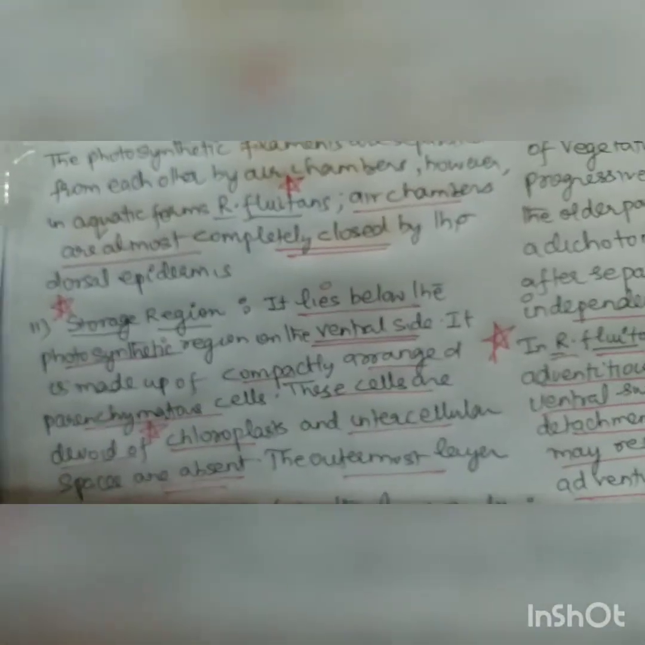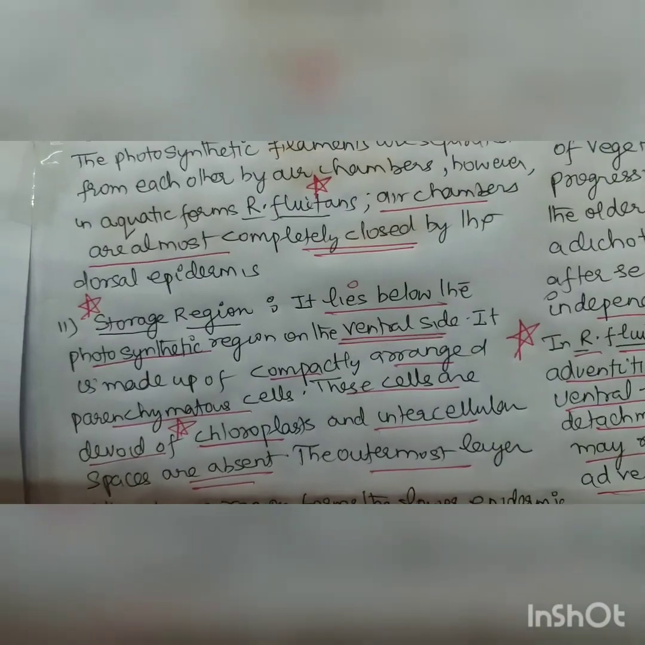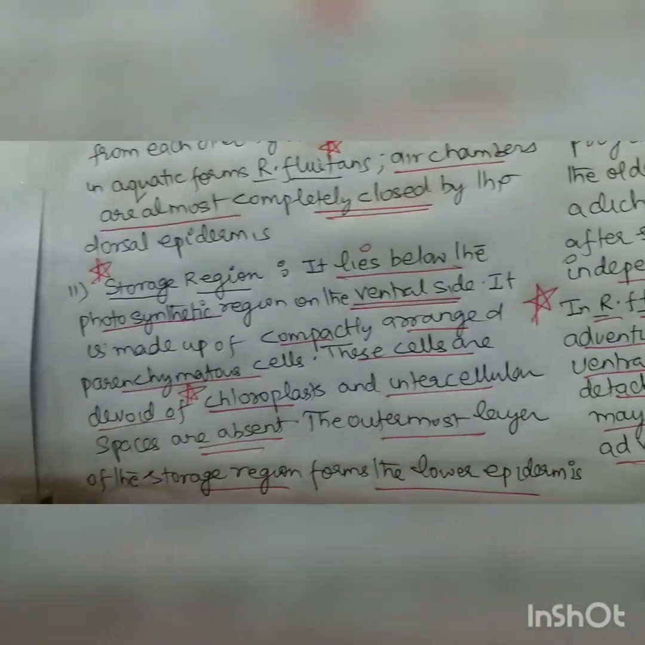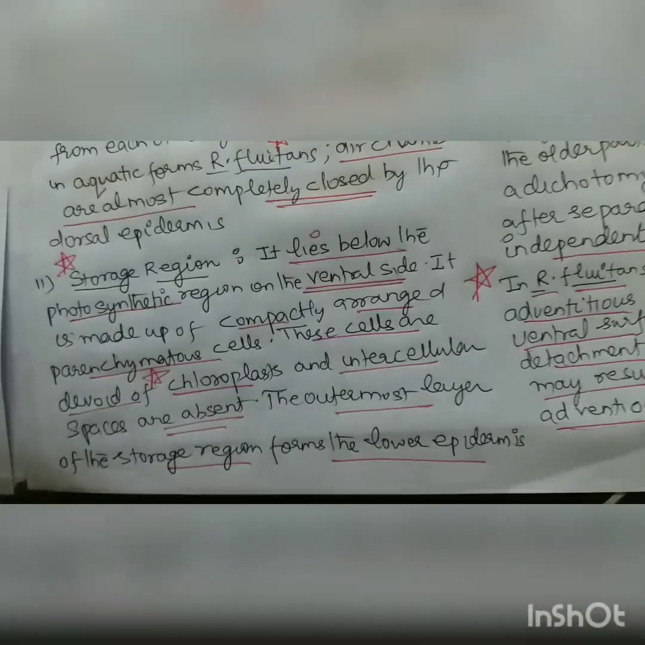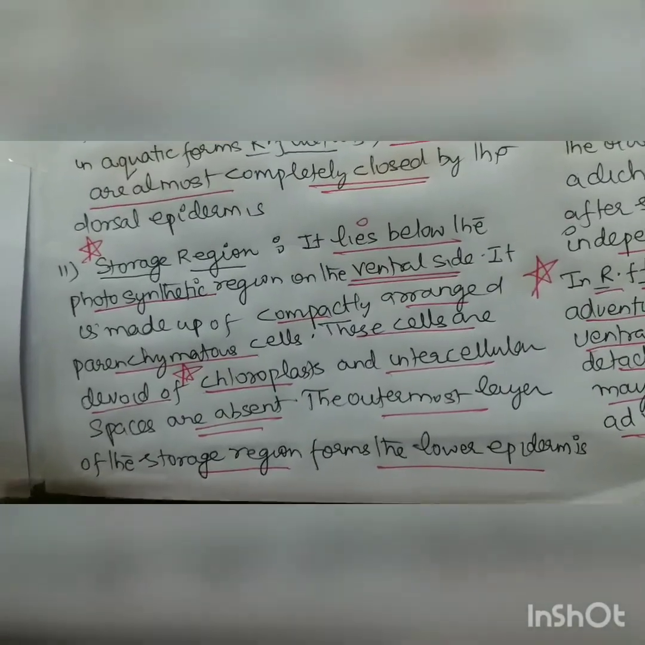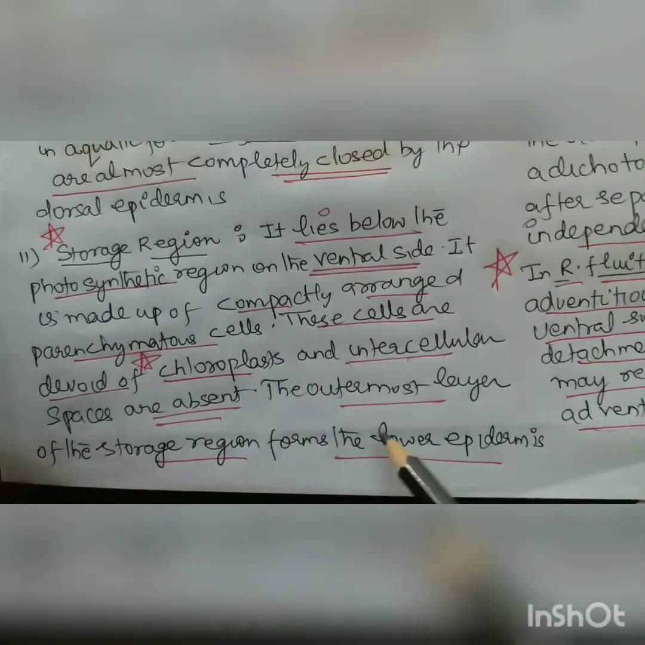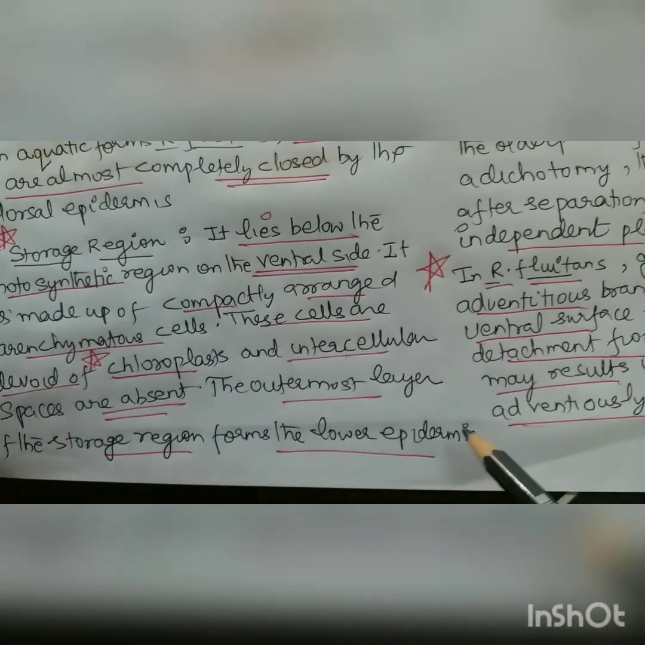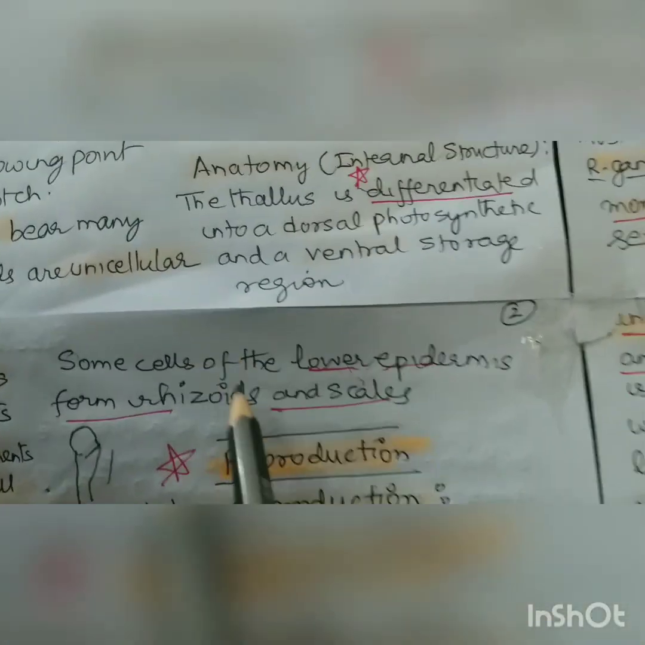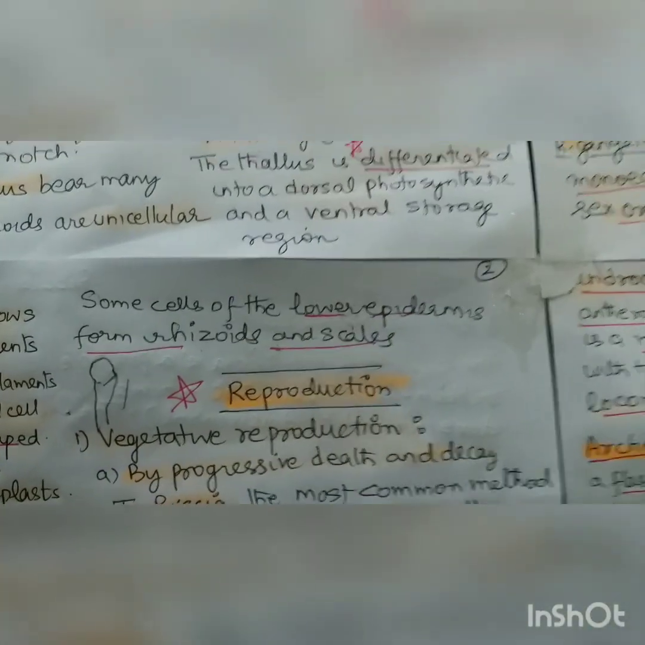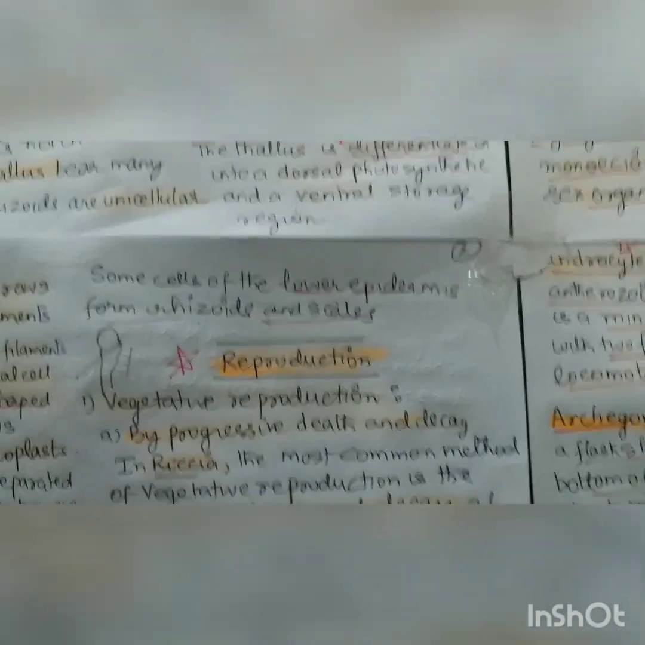So now I'm coming back to the storage region. It lies below the photosynthetic region. I just showed you on the ventral side, made up of compactly arranged parenchymatous cells, and the cells are devoid of chloroplast, right? And intercellular spaces are absent. This is very important. The outermost layer of this storage region forms the lower epidermis, and some of the lower epidermis forms the rhizoids and scales, which I explained you already.